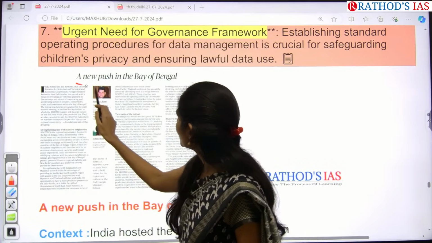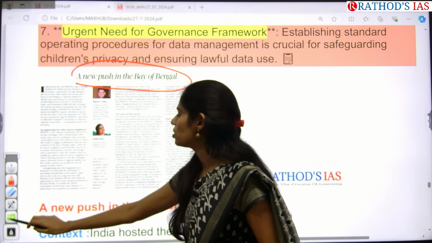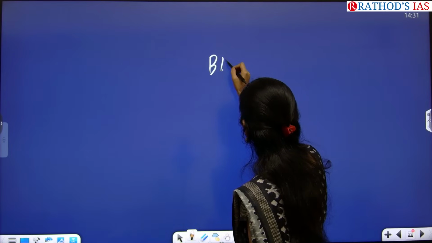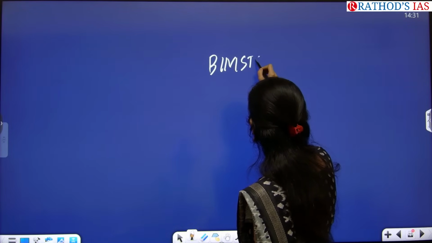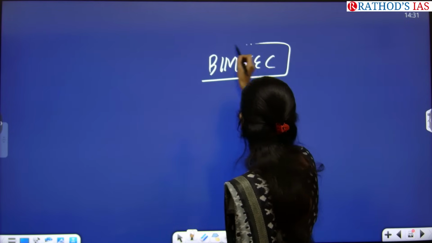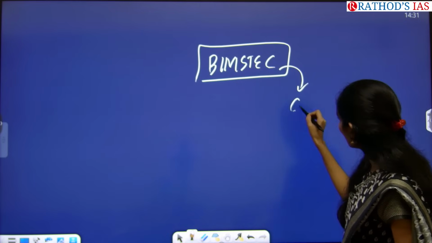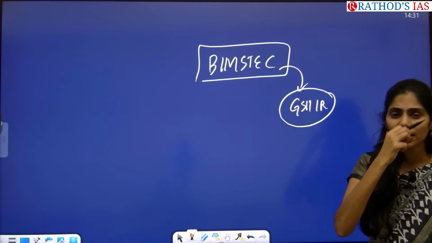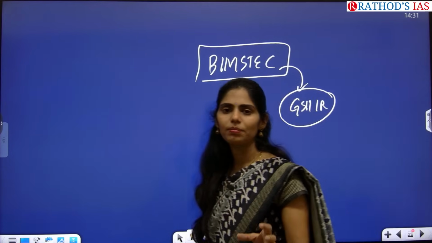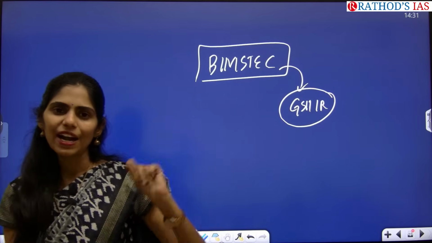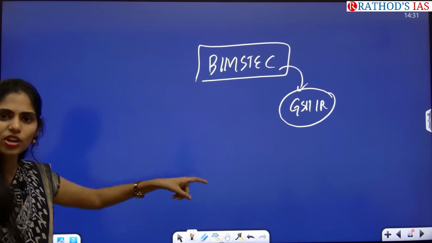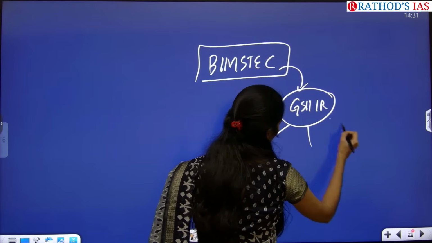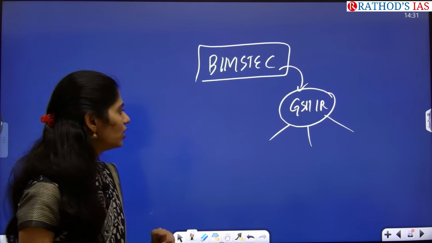And the next topic here is a new push in the Bay of Bengal. So what is the keyword here? This article is talking about BIMSTEC. This topic we can cover under the GS paper on international relations. In international relations, you will be getting only mains based questions, but from current affairs you will be getting questions from these groupings. So in international relations there is a chance of getting 3 questions in your mains.